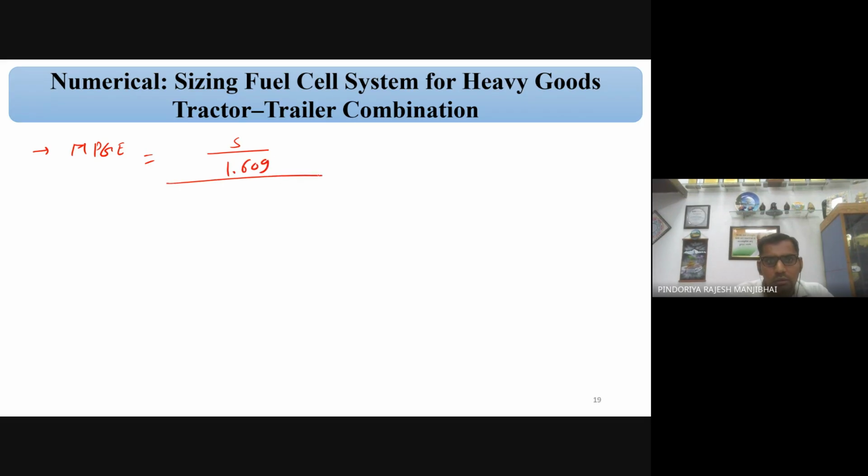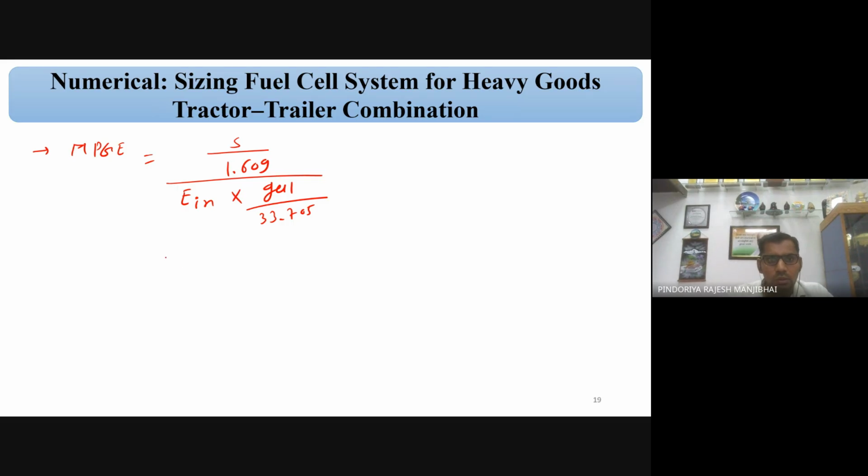1.609, E in into GAL divided by 33.705. So 33.705 is nothing but your Q, correct? So Q value.